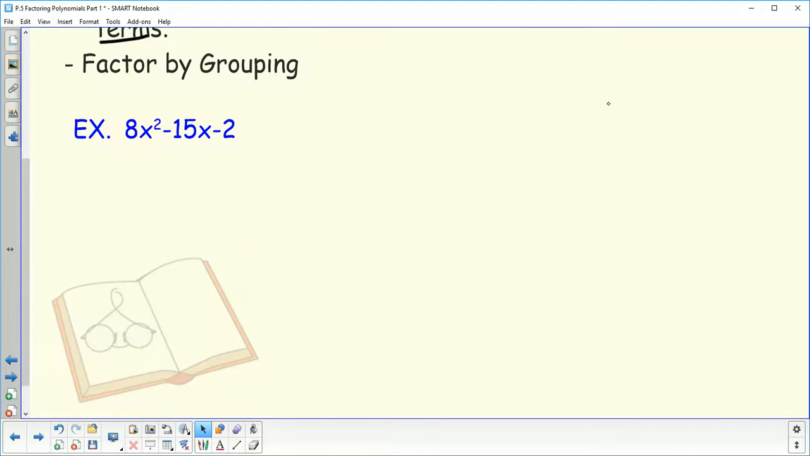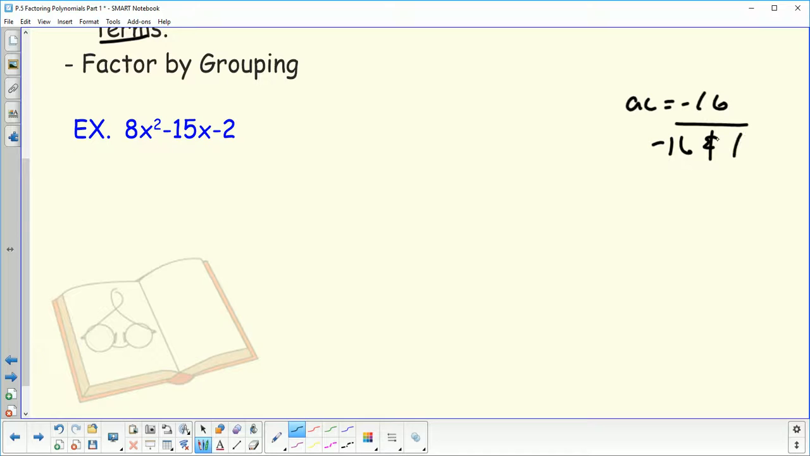So our example here, 8 times negative 2. So AC is going to give us a negative 16 because that will be 8 times negative 2. And we want it to add up to negative 15. So we could go through that big list again. I know that negative 16 and 1 work because negative 16 times 1 is negative 16, and they add up to that. So I'm going to rewrite it as 4 terms. Remember, I'm only changing that middle term right there. So 8x squared minus 16x plus 1x minus 2.